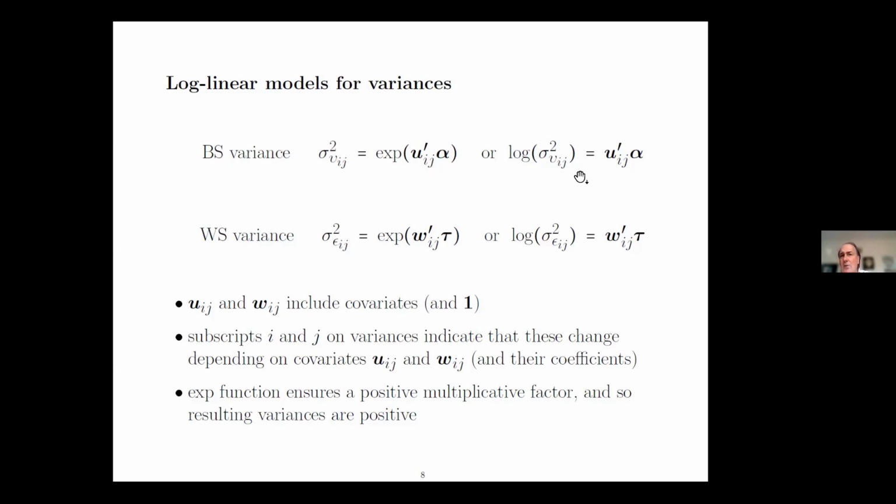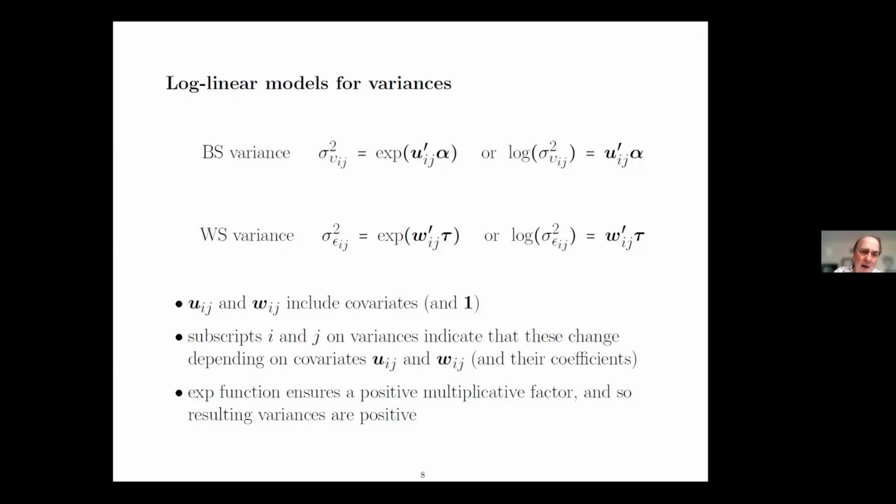So this part of the model will tell us why it is that subjects are similar to each other or different from each other. What covariates might explain that heterogeneity? Similarly, for the within subject variance, I'll have some covariates W, with regression coefficients tau. Again, I'm using the exponential just to ensure that the resulting variance is positive. So again, it's a log linear model for the variances. And in the within subject variance, what I'm able to ascertain is whether covariates are related to how consistent a subject's responses are or how erratic they are.